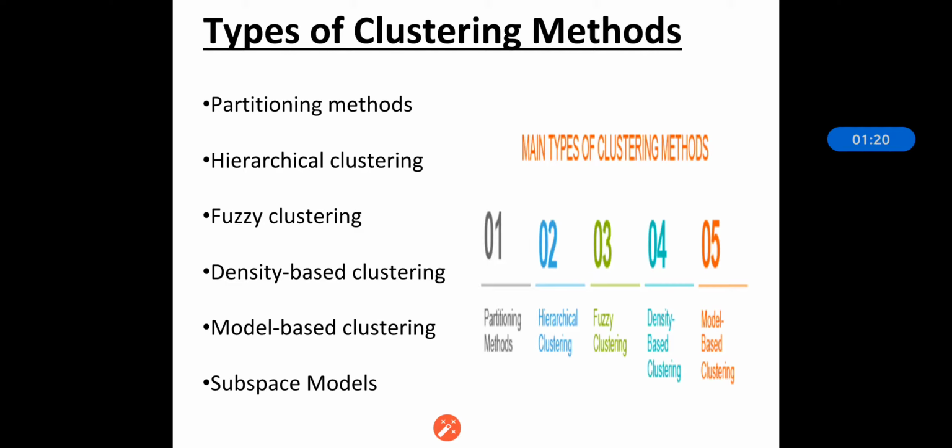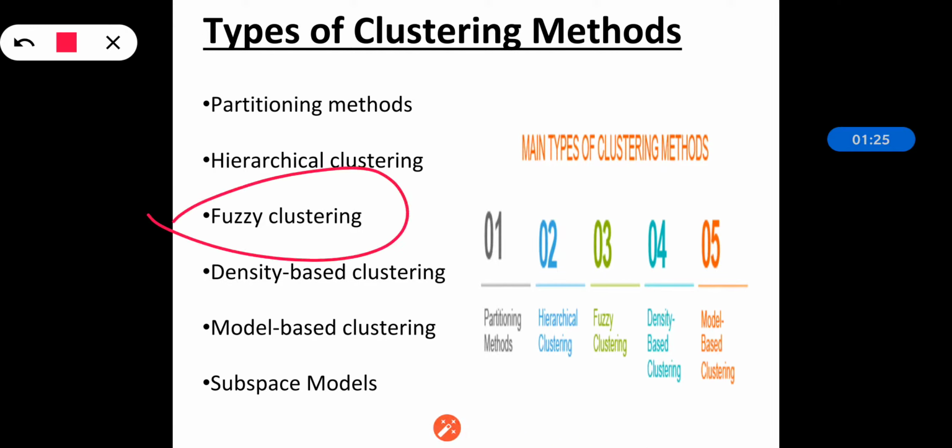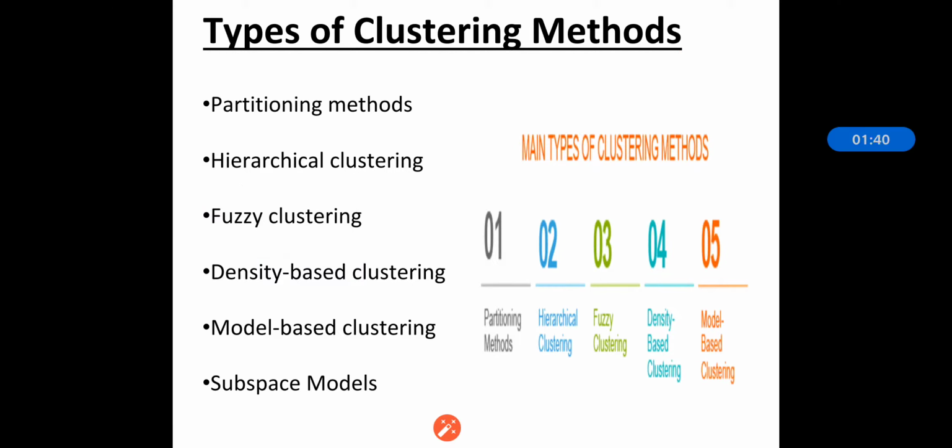The third one is fuzzy clustering. As its name implies, it is also called soft clustering, in which each data point can belong to more than one cluster. We have seen that in the other clusterings one point belongs to only one cluster, but in fuzzy clustering it is possible that each data point can belong to more than one cluster. That is fuzzy clustering.